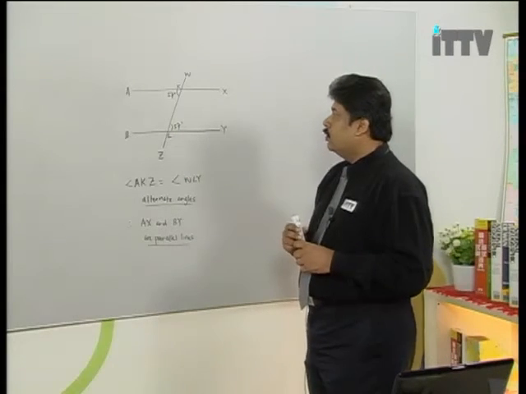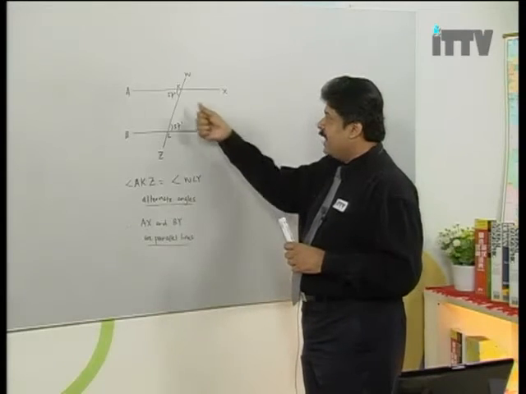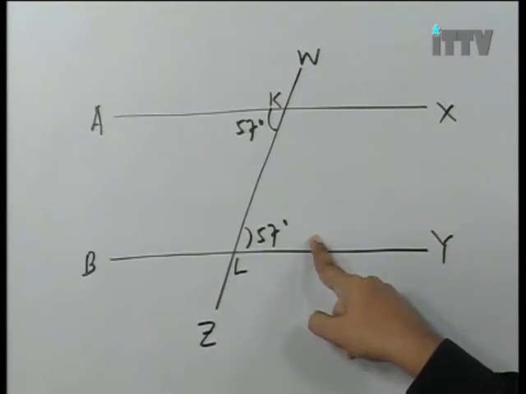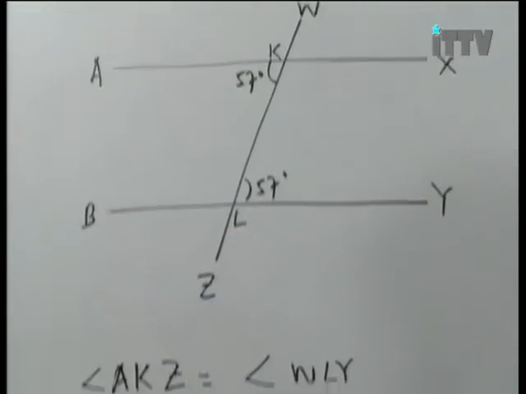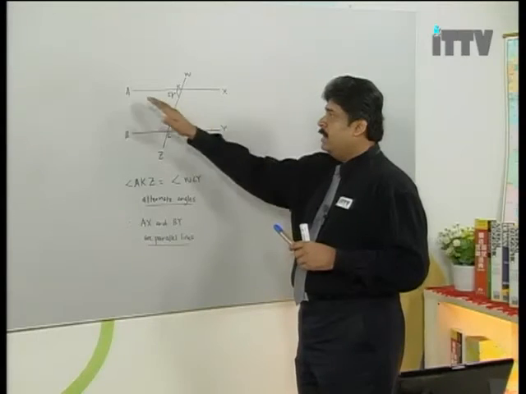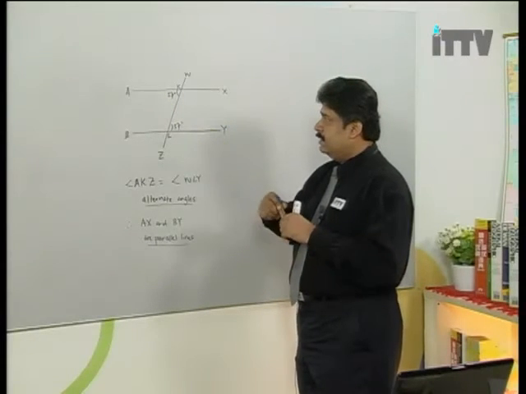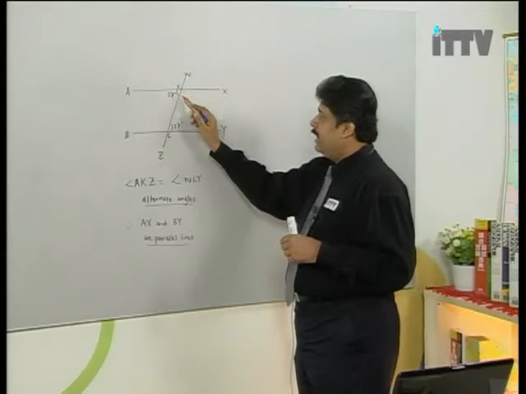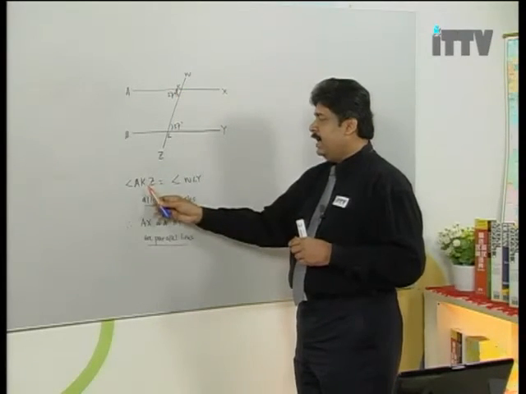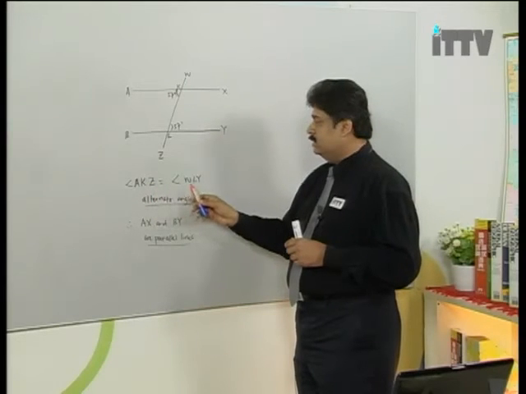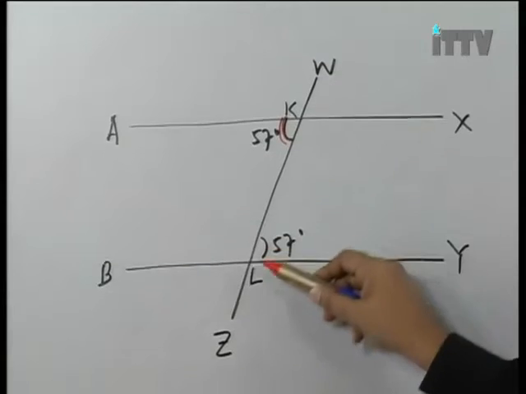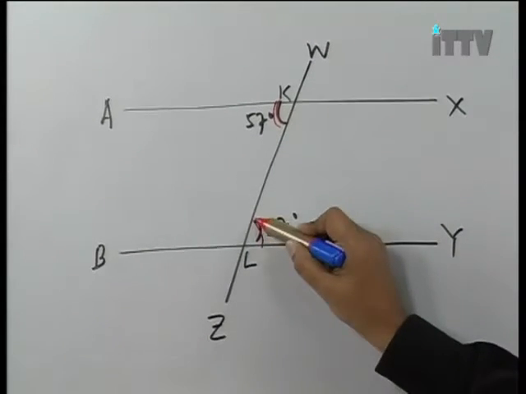When you look on closer examination, we find the angle 57 on this side and on this side. Now, I've written on the board here, angle AKZ. Where is angle AKZ? That is the angle we are talking about. Since angle AKZ is equal to angle WLY, this is the angle.